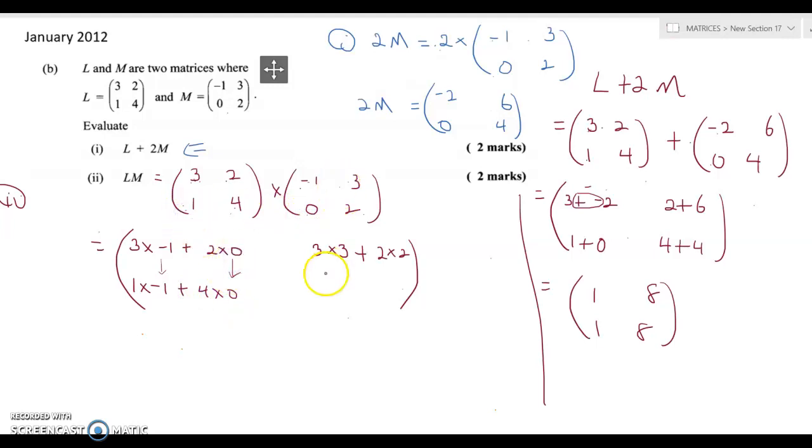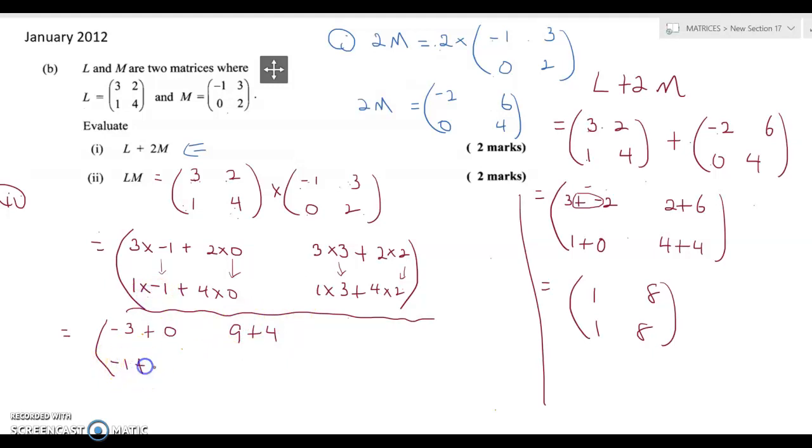And then second row by the second column, so it will be 1 by 3 plus 4 by 2. And just simplify from there. So 3 by minus 1 is minus 3, plus 2 by 0 is 0. Let me just create a barrier there. Good. And then 3 by 3, 9 plus 4. Down here will be 1 by minus 1 is minus 1. Plus 4 by 0 is 0. And then 1 by 3 is 3. Plus 4 by 2, 8. And then just simplify. So we're going to get minus 3, 13, minus 1, and 11.